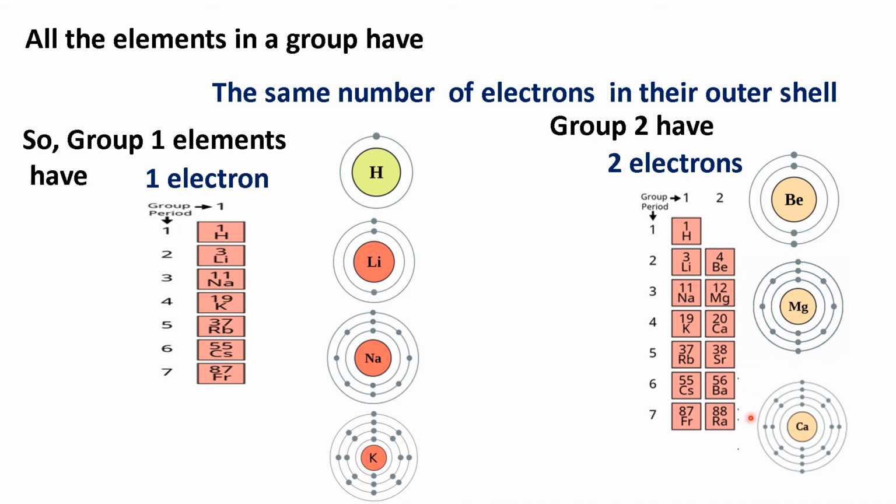In the calcium atom, the atomic number equals 20. So we make the distribution of 20 electrons. In the first shell 2 electrons, in the second 8, in the third shell 8, and the fourth shell equals 2 electrons. So group 2 have 2 electrons. Beryllium, magnesium, and calcium are present in group 2 because they have 2 valency electrons in the outermost shell.